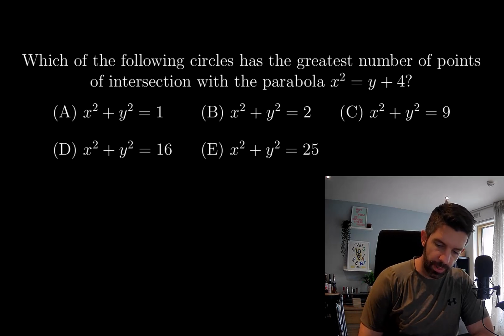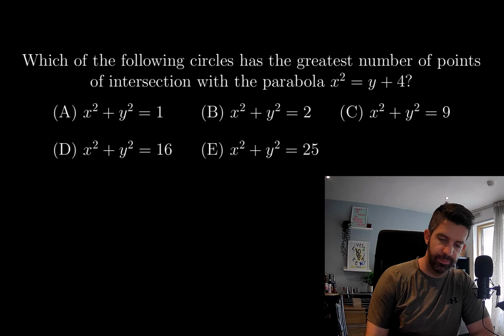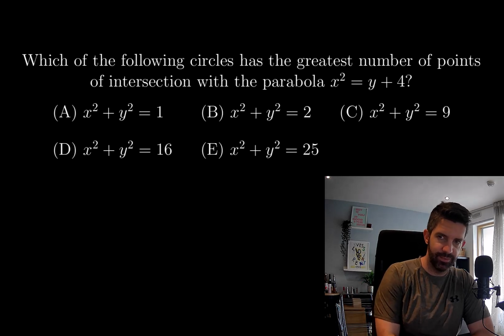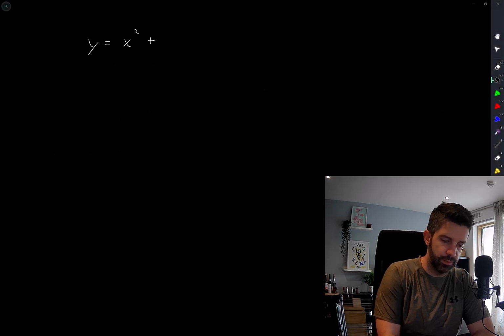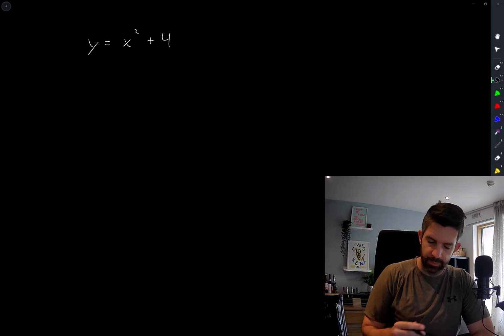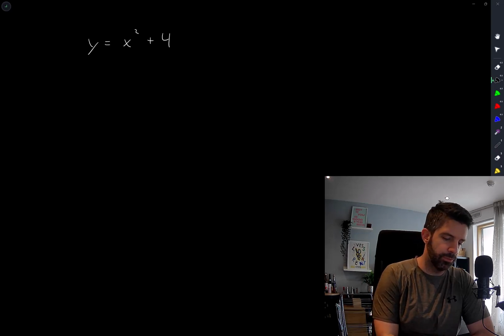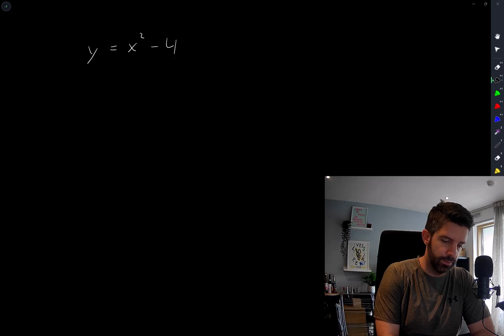Let's plot this parabola first. I'm going to cheat and say that I'm going to interchange x and y. I'm going to write this as y is equal to x squared plus 4. No, why am I doing this? Oh wait, no. Let's rearrange. Okay, y is equal to x squared minus 4. All right.